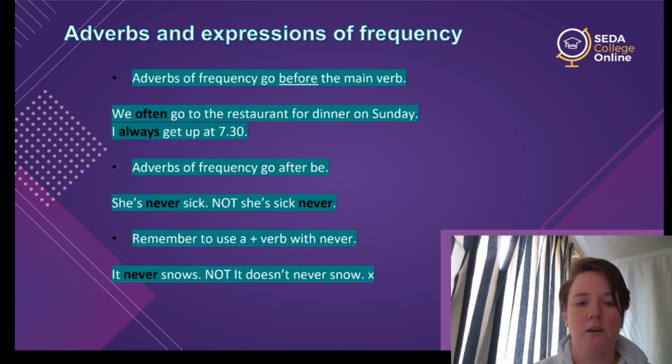Incorrect. Remember to use a positive verb with never. It never snows. Not, it doesn't never snow. Okay, so that's incorrect as well. It's always good to look at the incorrect things because these are popular things that people say, but they're incorrect. Okay?